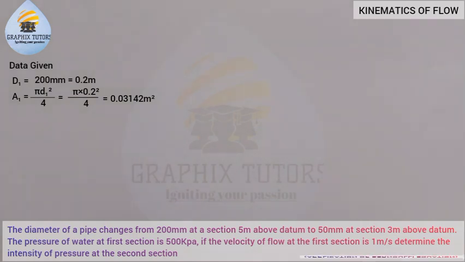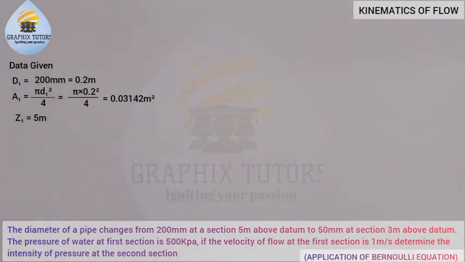Now we move forward. And I said at a section 5 meter above the ground. That means the 200 millimeter diameter pipe is at a section 5 meter above the ground. That is the datum, right? So we use Z to represent our datum, our height, and that will be given as what? Z1 will be equals to what? 5 meter.